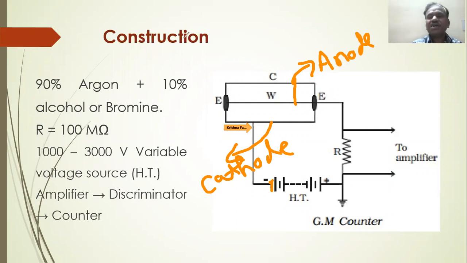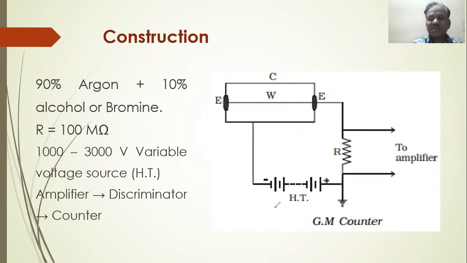Next, here is a variable voltage, a high tension battery. I told you the voltage varies from 1000 to 3000 volts. There's one voltage knob, and in steps of 1 volt you can increase it. And this end is purely insulated.